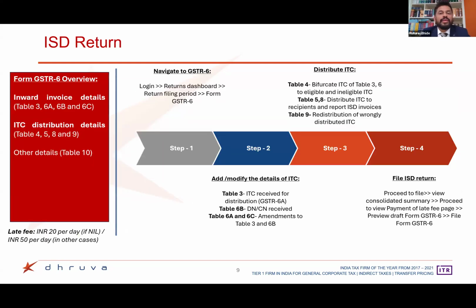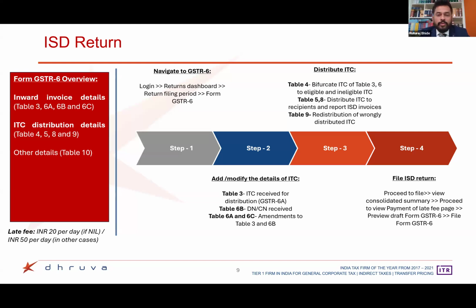Let's take a minute to understand what are the details that go into your GSTR 6, which is your ISD return. Typically, if you look at GSTR 6, firstly, all the inward detailed invoices. So invoices which have been raised on the ISD, which are there for distribution, will have to be furnished as a part of your ISD return. Then the distribution of that among different registrations will have to be furnished. And the form also allows me to provide some other details like late fees or redistribution, etc.